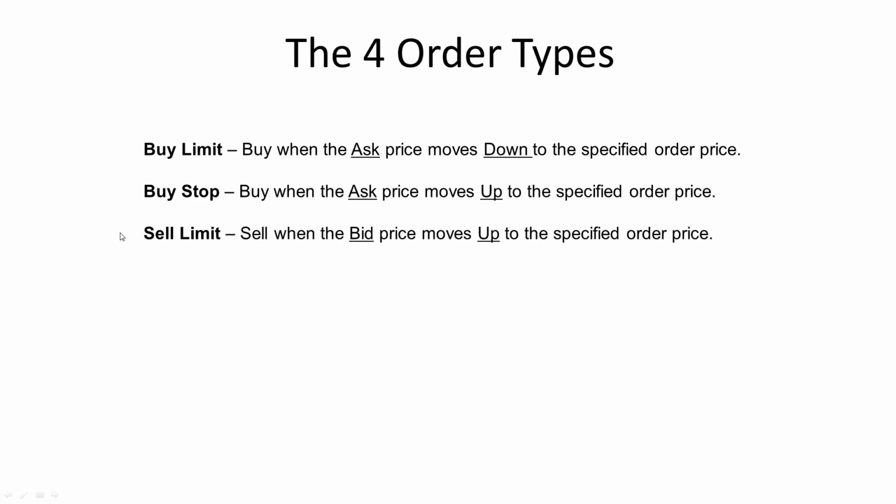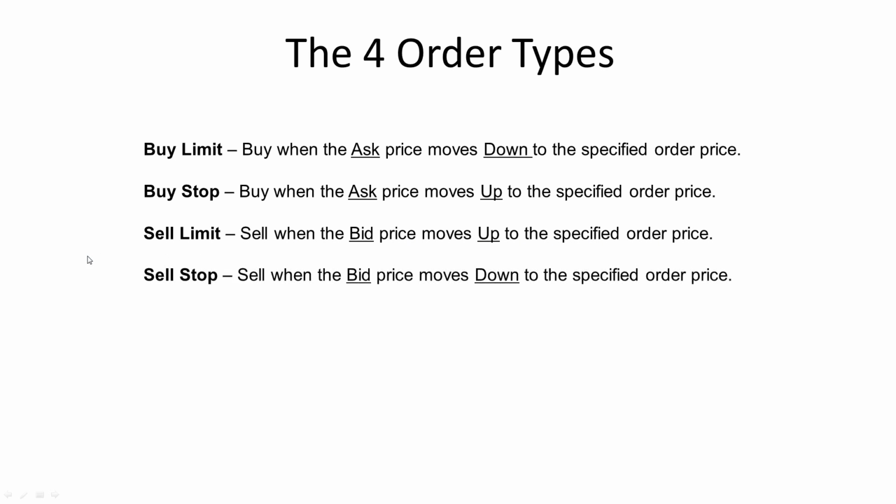Okay, then you have a sell limit. So it's the same way, just for sell orders. With a limit you're going to sell at a better price. Well, a better price is above the bid. So you're going to sell when the bid price moves up to the specified order price. And then the last one we have is a sell stop, and this means you're going to sell at a worse price. So that's again used for breakout trades for sells. You use a sell stop order. So you would sell when the bid price moves down to the specified order price.